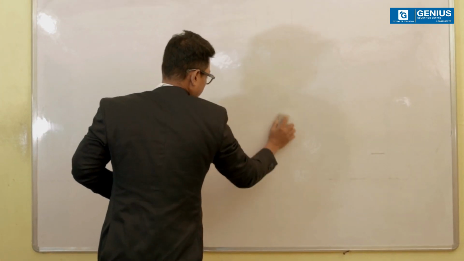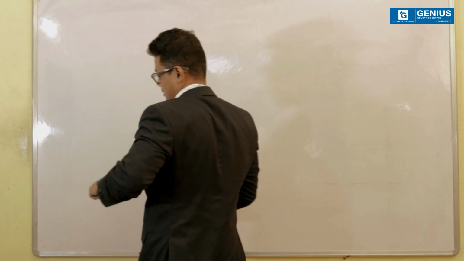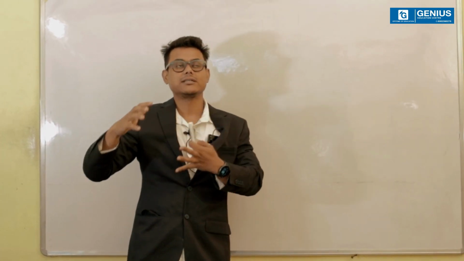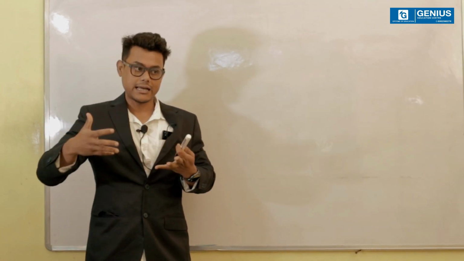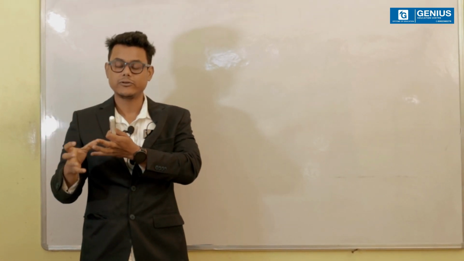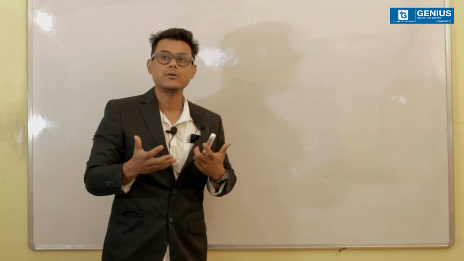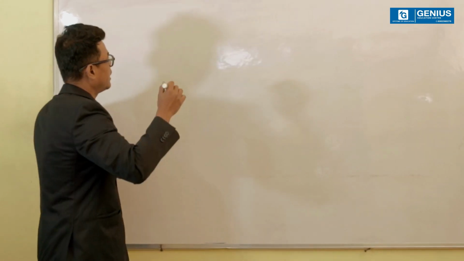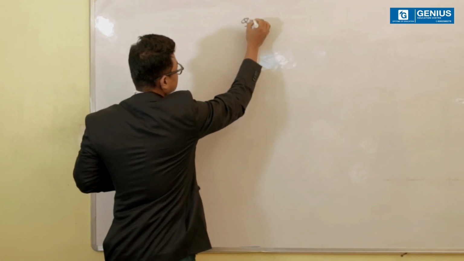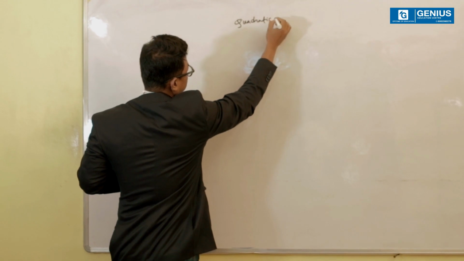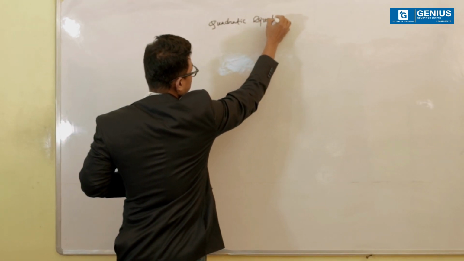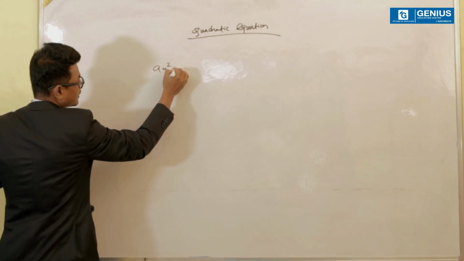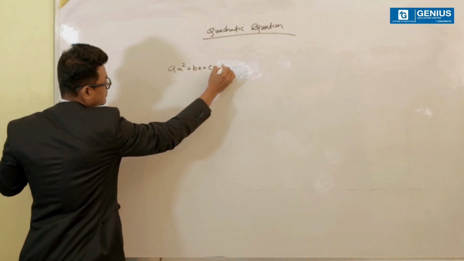First of all, to understand imaginary numbers, we have to first know about quadratic equations. I know you already have studied quadratic equations, but I'll again discuss a few things about them. Then only you can understand what an imaginary number is and why we need it. In your class 10 syllabus, you have studied quadratic equations, right? Quadratic equations are equations of the form ax square plus bx plus c equal to 0.